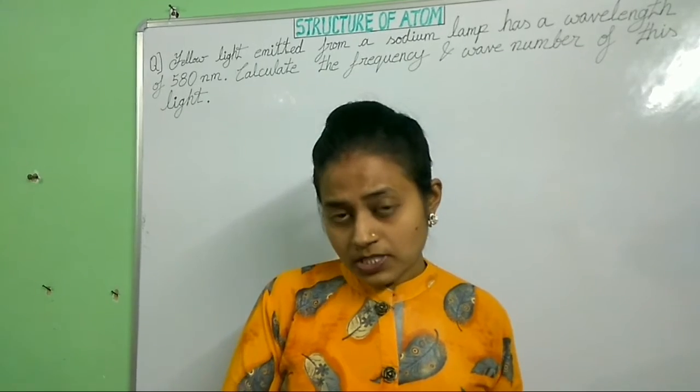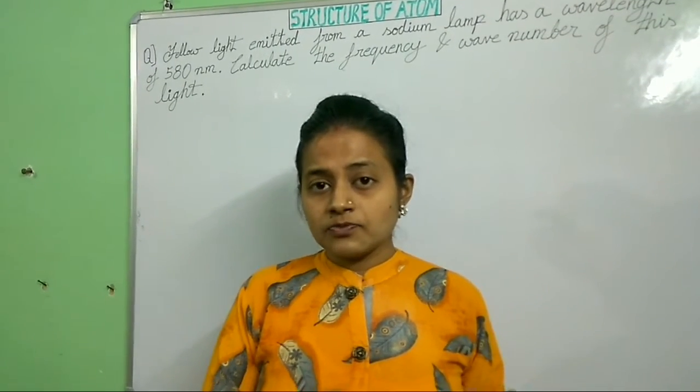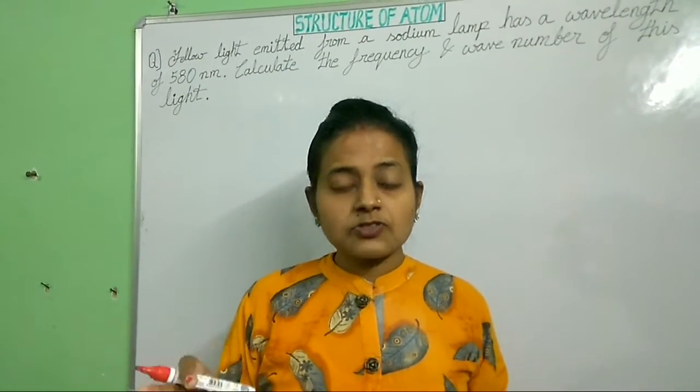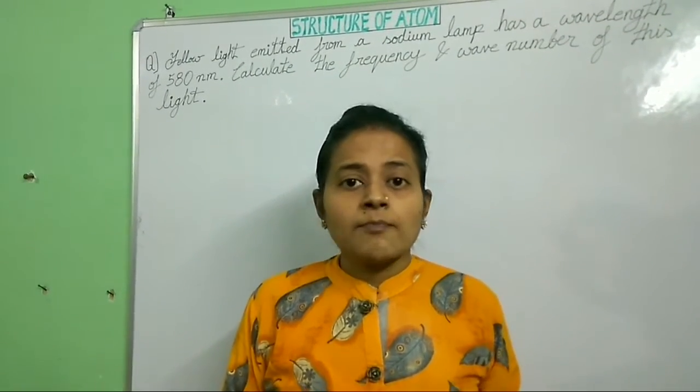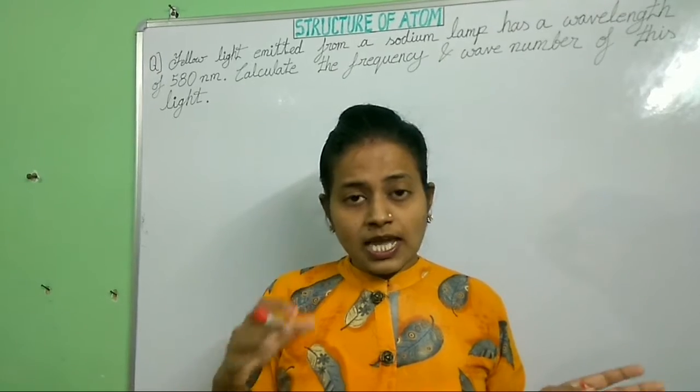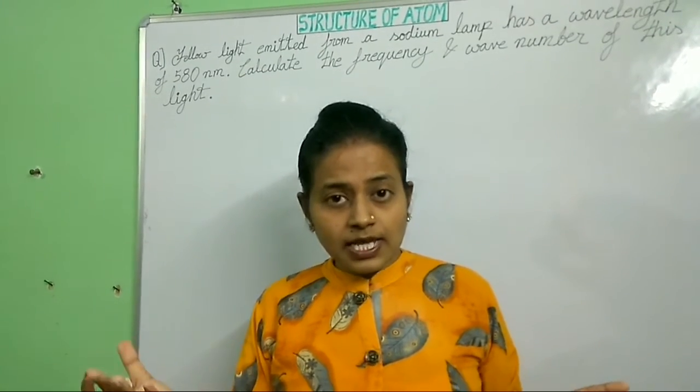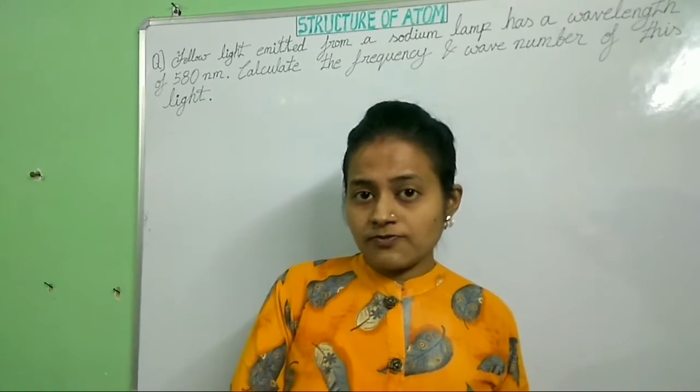Now, for understanding completely Bohr's model of atom, we have to know about Planck's theory, Einstein's theory, and de Broglie equation, and the dual nature of electromagnetic radiation. Dual nature of electromagnetic radiation means light behaves like a particle and also wave like.